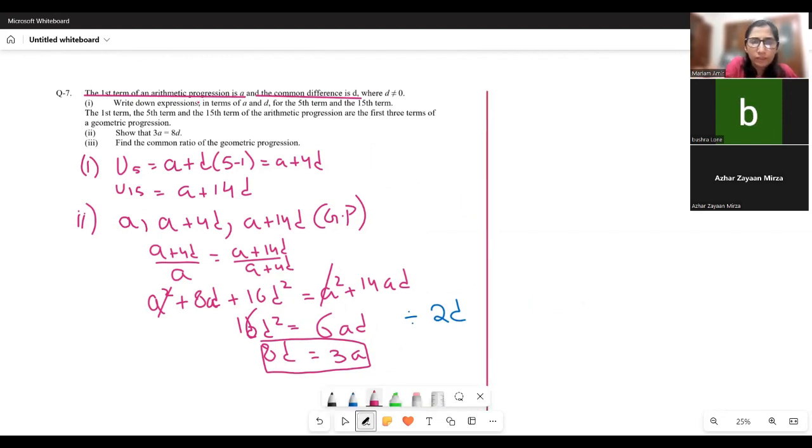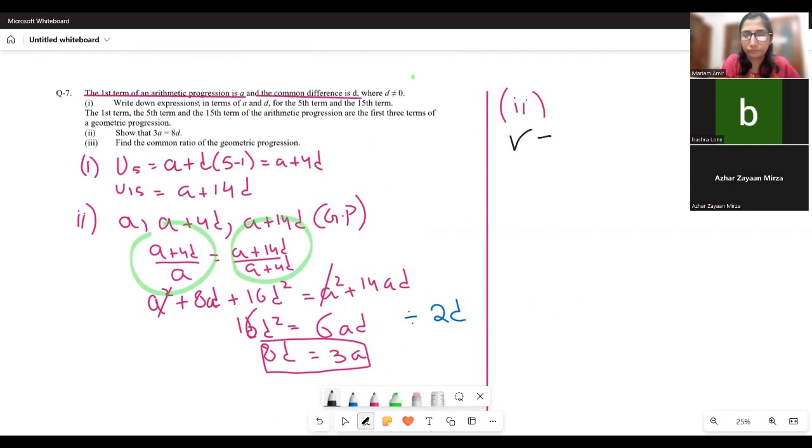Part 3. Find the common ratio of this geometric sequence. Okay, so we have to find R. Now, R is either this or this. Use any one of these. I'm going to use the first fraction.